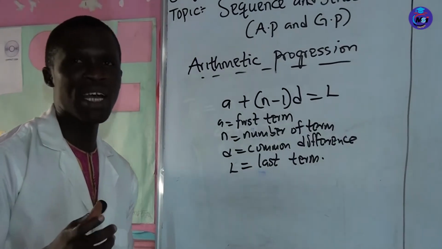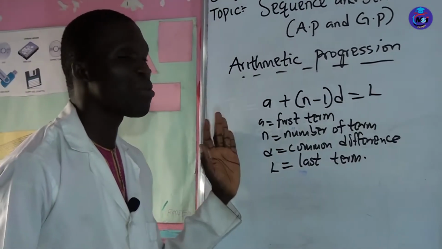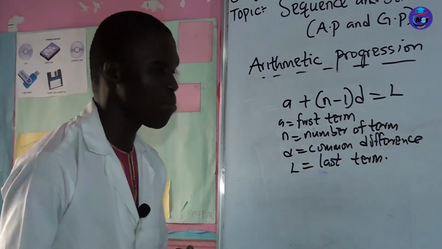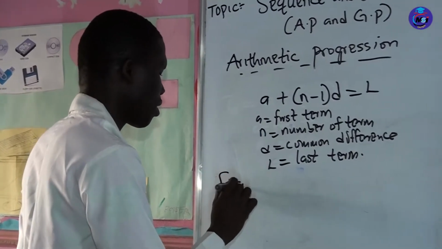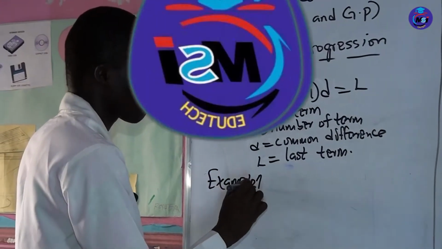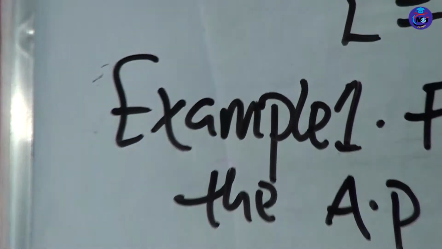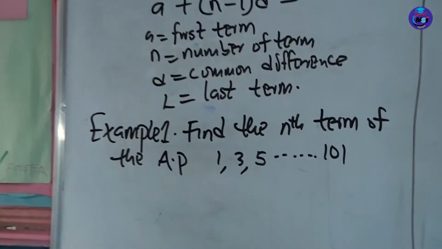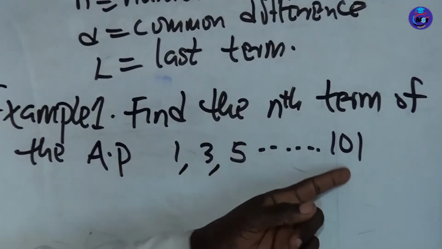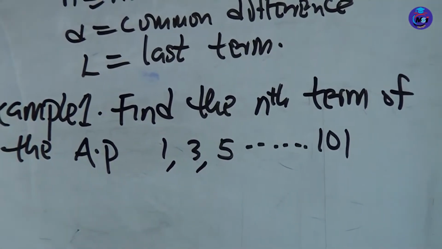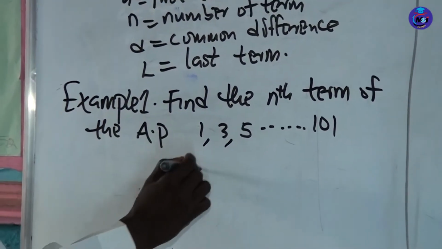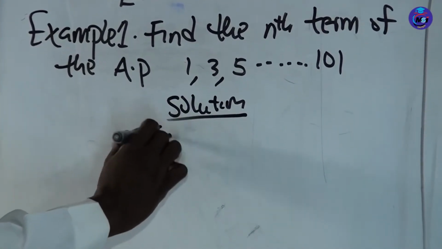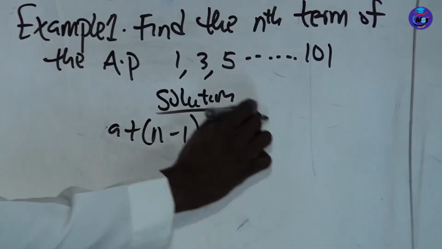Now I'm going to give you an example where you can apply this formula in any question you see. So let me give you this example. Okay class, let's see how we can apply this formula. Looking at this example, find the number of terms of the AP 1, 3, 5, and the last term is 101. Okay, let's solve this together. Remember our formula, a plus bracket n minus 1 d equals l.